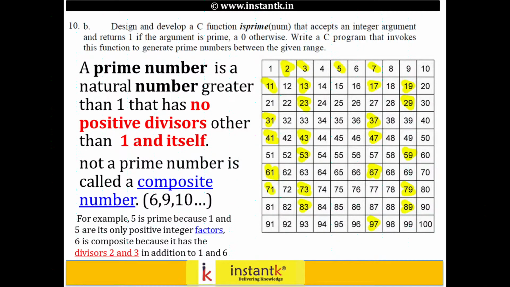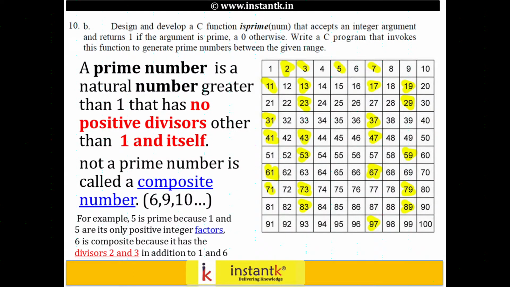C function, just remember this. It's not within the main but a separate function called isPrime, which accepts an integer argument and returns 1 if the argument is prime and 0 otherwise. Write a C program that invokes this function to generate prime numbers between a given range. Okay, there is a range.